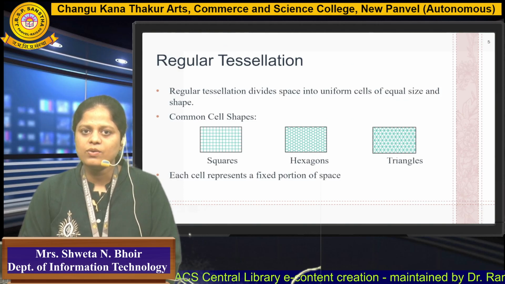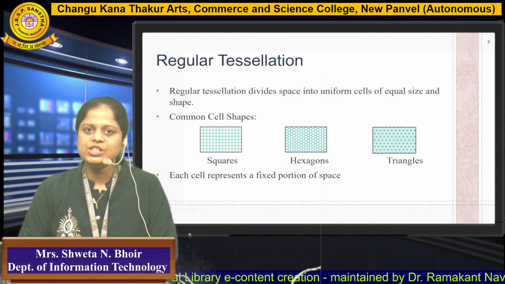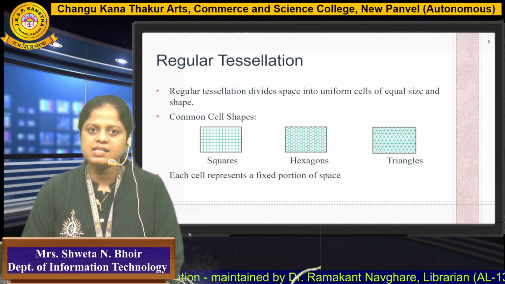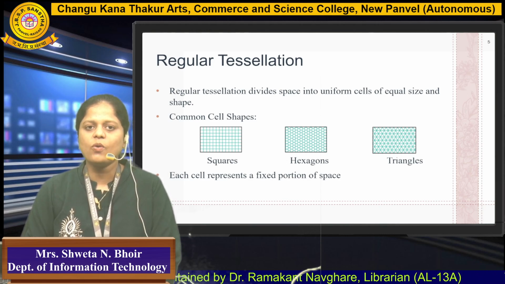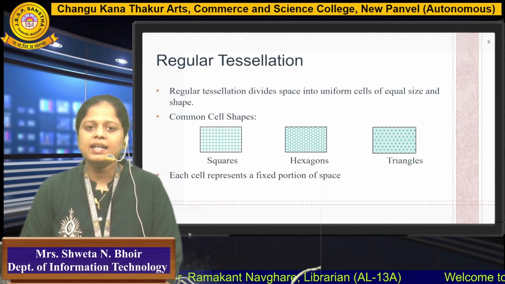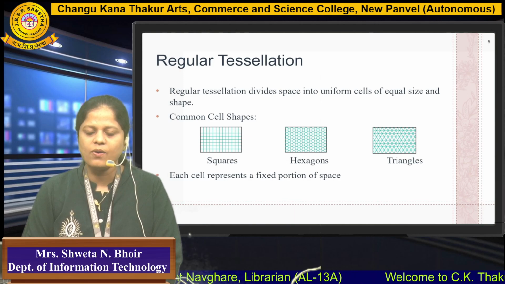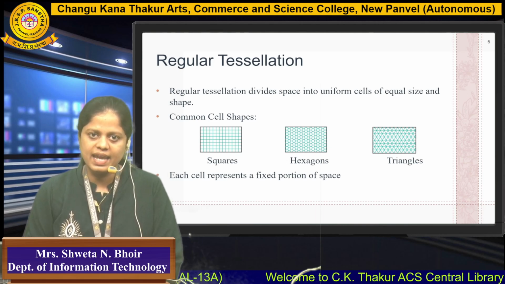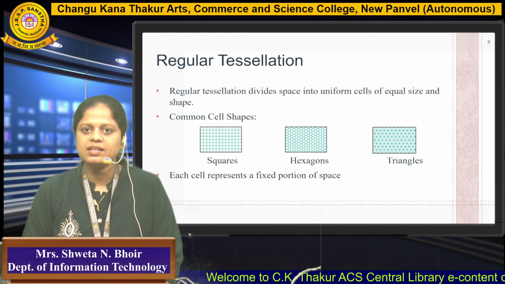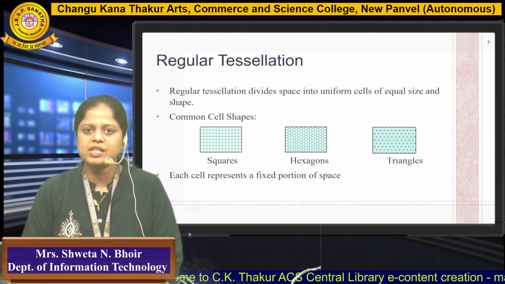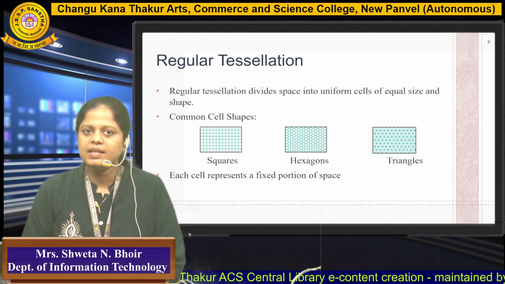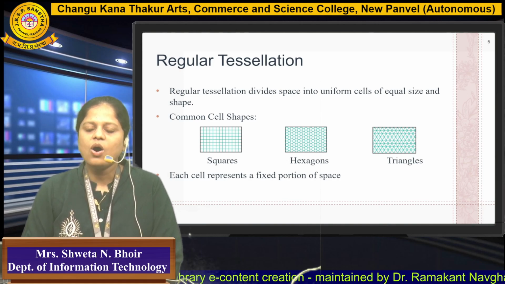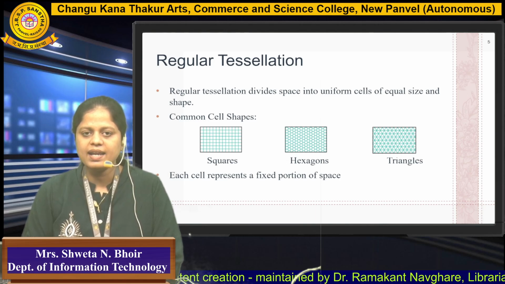So what is meant by regular tessellation, student? Regular tessellation divides the space into uniform cells of equal size and shape. Okay, so regular tessellation means what? It has the same shape and size. Whenever you are using any area, that area has the same cells and the same shape. For example, there are some common shapes. First is a square, so all the cells are squares and have the same size.